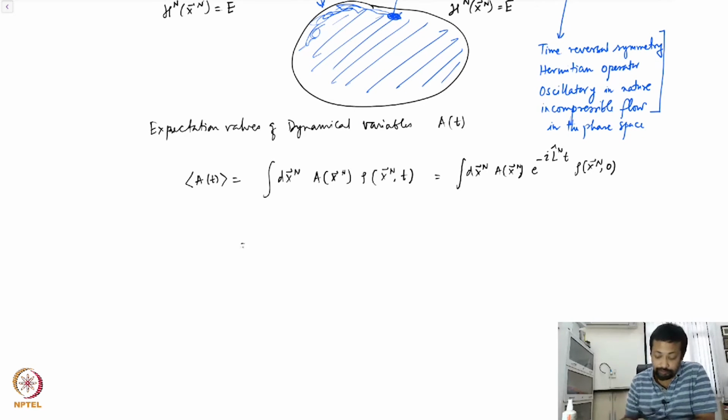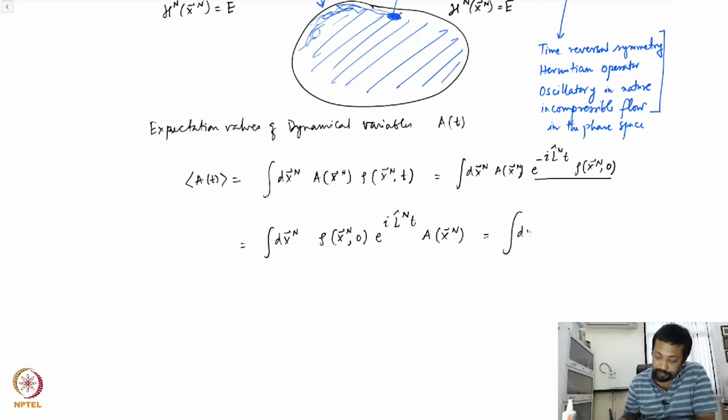We can write down alternatively the same expression for the average of this, which is the Heisenberg picture, where I'm going to take this term, which becomes d of xn, A of xn comma t, where now this dynamical variable obeys an evolution equation which is L hat n.